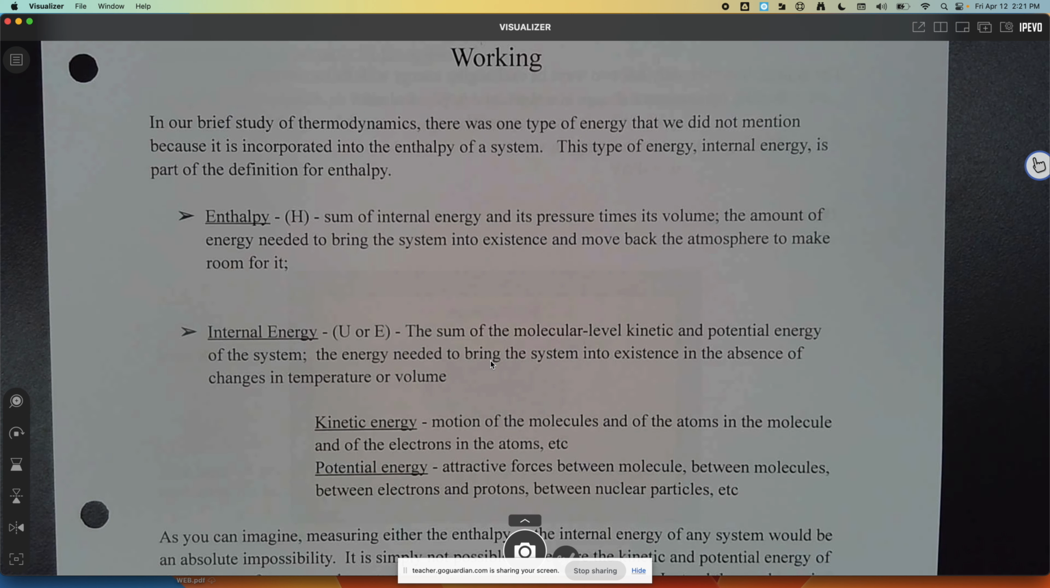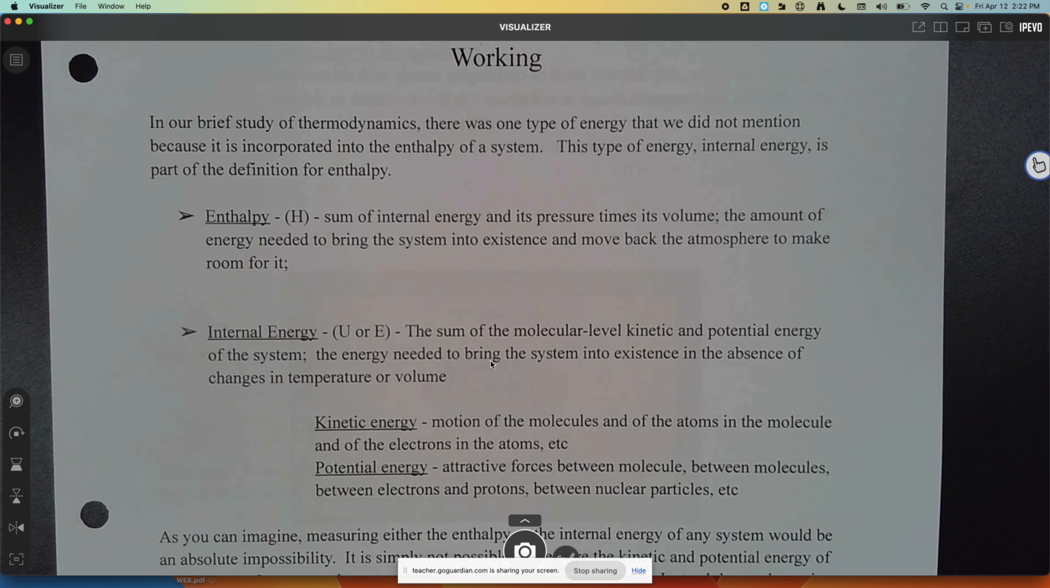Enthalpy, which was H, was the sum of the internal energy and its pressure times its volume, and I gave it no definition during our thermodynamics unit. Because we hadn't talked about internal energy and because we hadn't talked about gases, we couldn't talk about internal energy. So now we have to kind of go back and give it a definition.